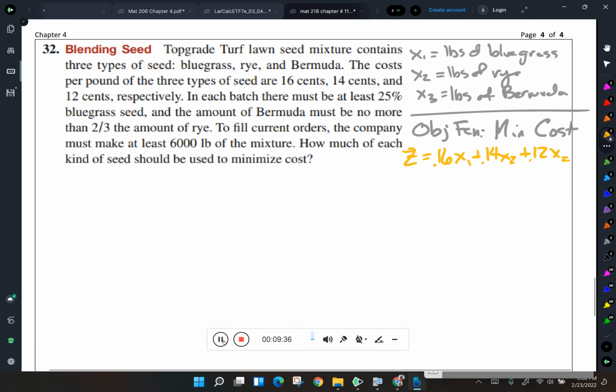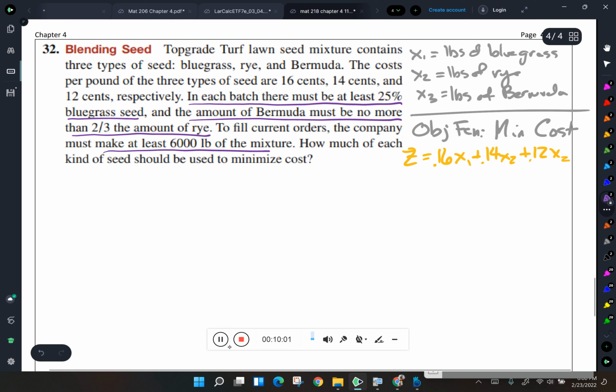Okay, constraints. Oh boy. I'm not certain. In each batch, there must be at least 25% bluegrass seed. The amount of Bermuda must be no more than 2/3 the amount of rye, and they must make at least 6,000 pounds of the mixture. Well, I'm lazy, so I'm going to do the easy one first.